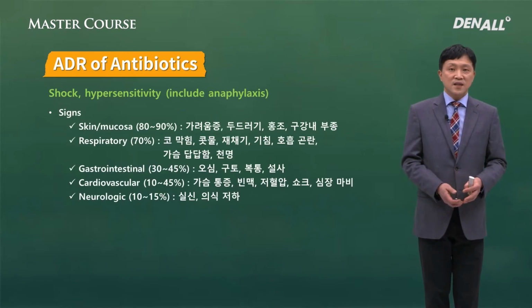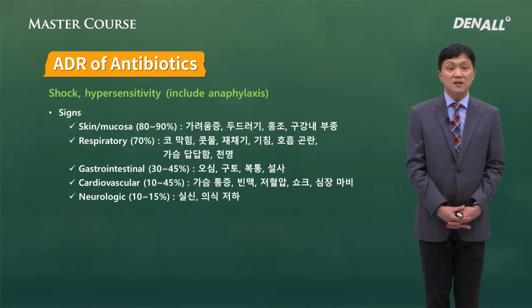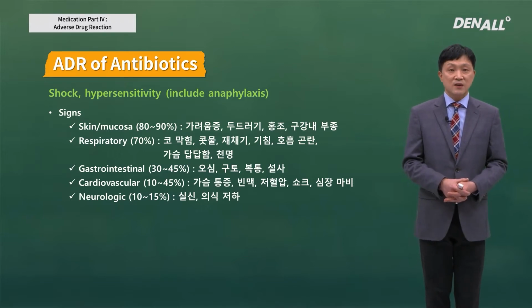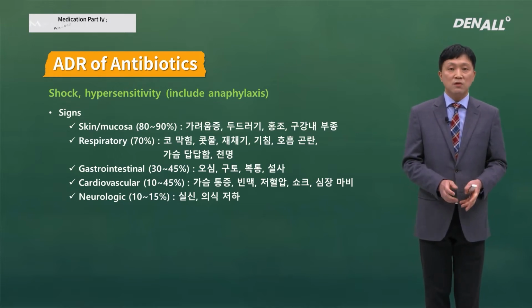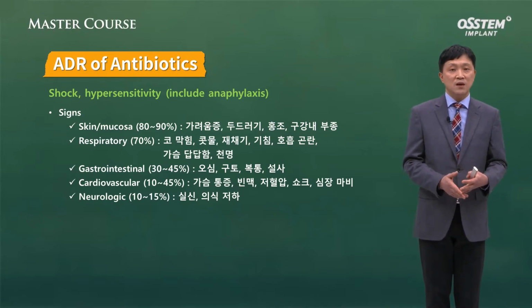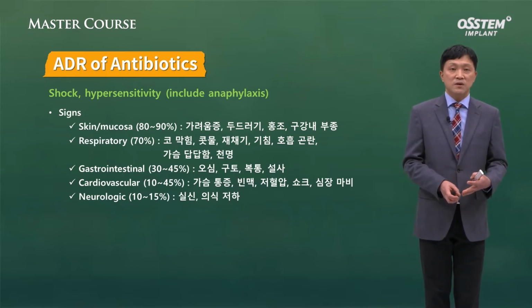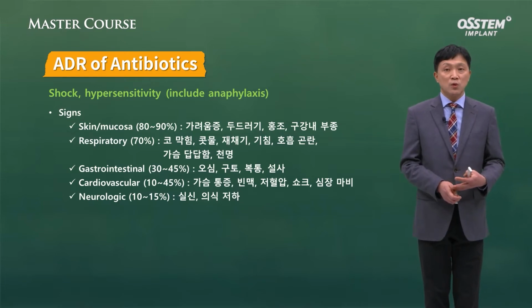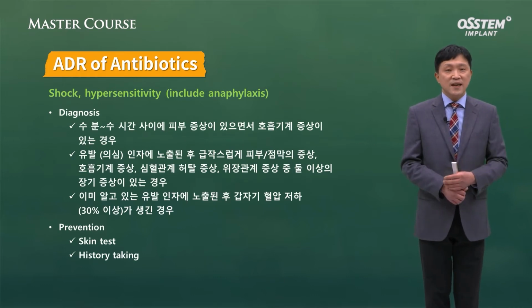As for antibiotics, hypersensitivity is a dreadful one. Adverse drug reactions are shock and hypersensitivity, including anaphylaxis. 80 to 90% of the symptoms appear on the skin, including itchiness, hives, redness, and intraoral swelling. 70% respiratory, including stuffy nose, runny nose, sneezing, and difficulty in breathing, and wheezing too. GI trouble, 30 to 45%: nausea, vomiting, stomachache, and diarrhea.